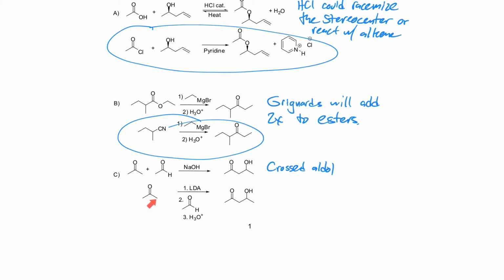In this case, though, we deprotonate 100% of our acetone, then we'd react that as the nucleophile with the aldehyde as the electrophile 100% of the time, and then we work that up with acid and we end up with our desired product. So the bottom one is definitely the best choice here.